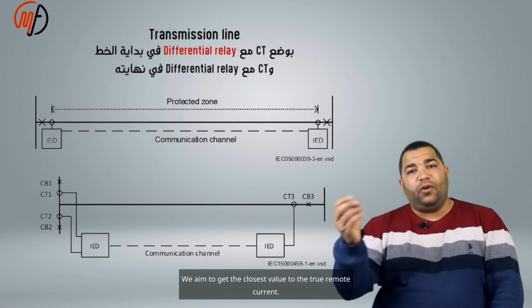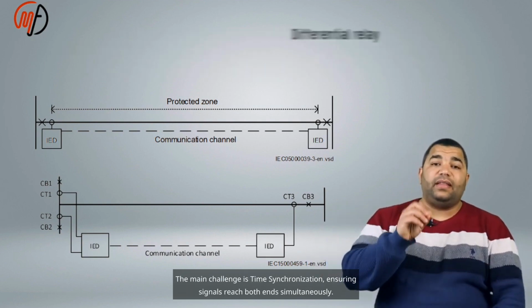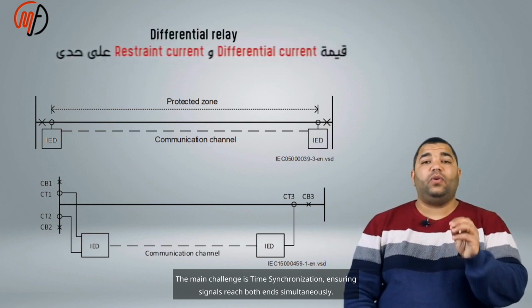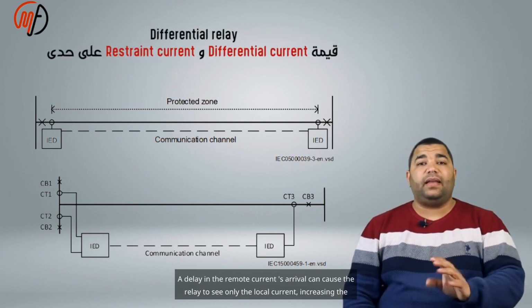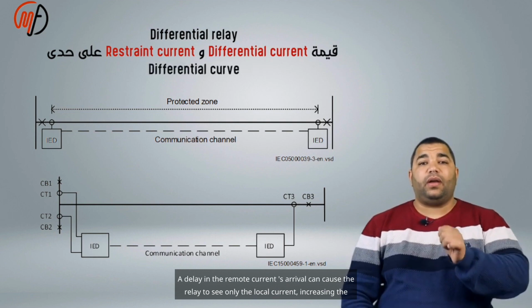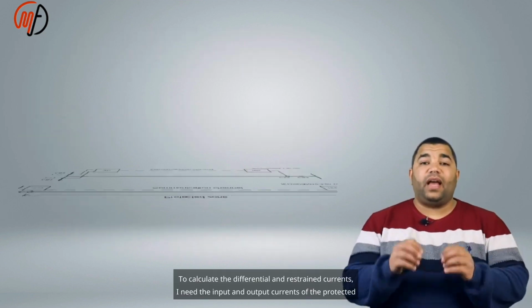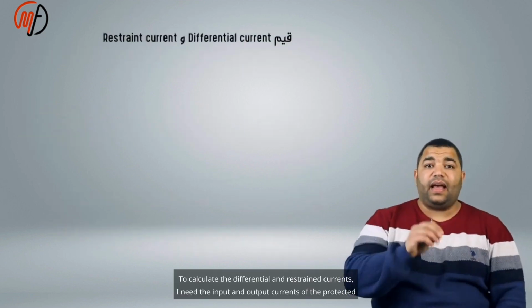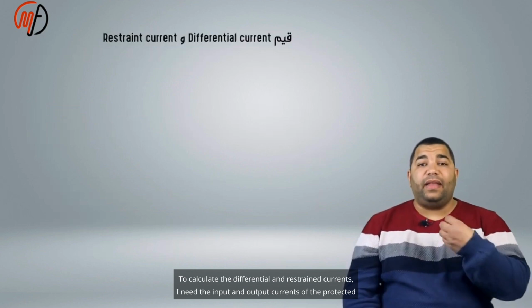We aim to get the closest value to the true remote current. The main challenge is time synchronization, ensuring signals reach both ends simultaneously. A delay in the remote current's arrival can cause the relay to see only the local current, increasing the differential current.